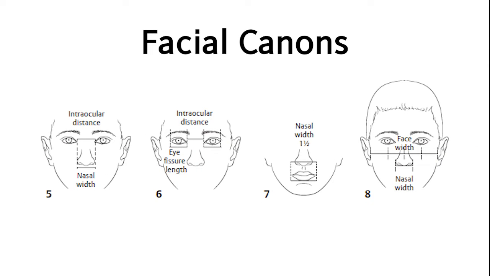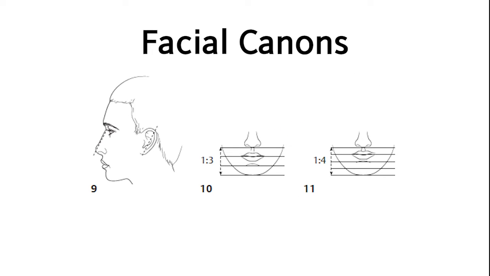Number 5. The distance between the eyes is equal to the width of the nose. Number 6. The distance between the eyes is equal to the width of each eye. The face width can be divided into equal fifths. Number 7. The width of the mouth is 1.5 times the width of the nose. Number 8. The width of the nose is a fourth the width of the face. Number 9. The nasal bridge inclination is the same as the ear inclination.